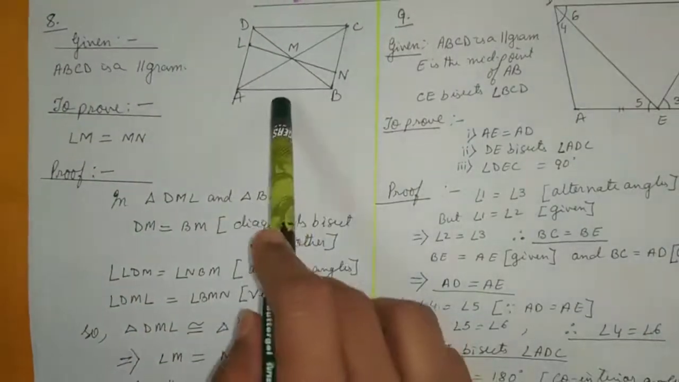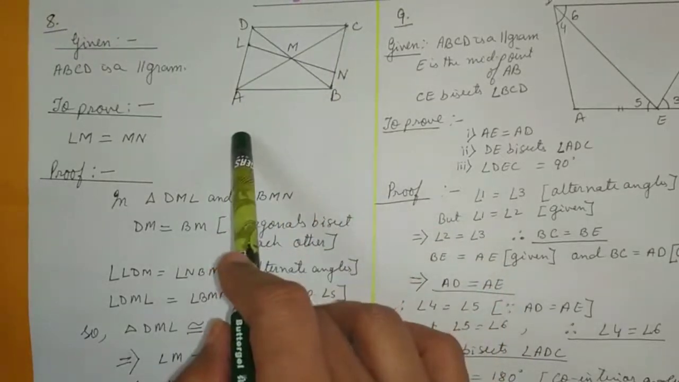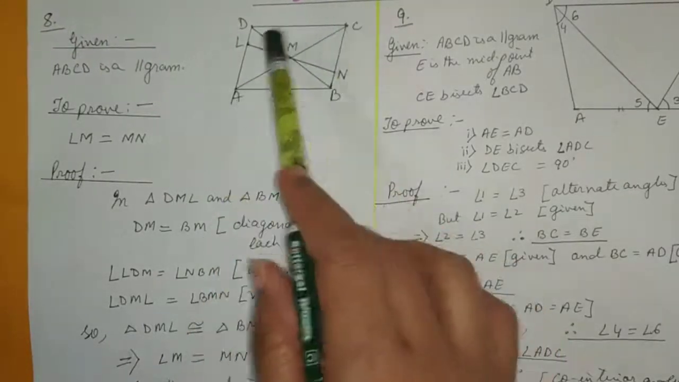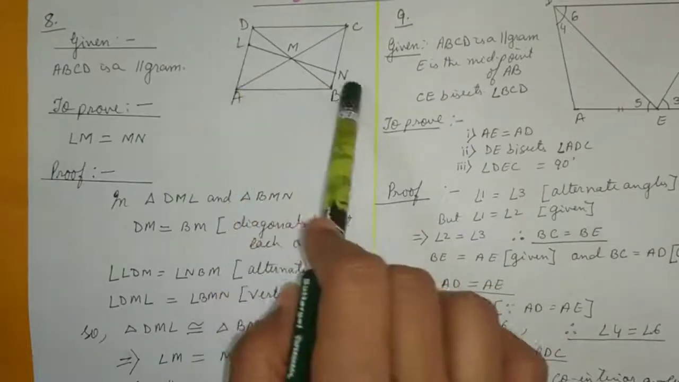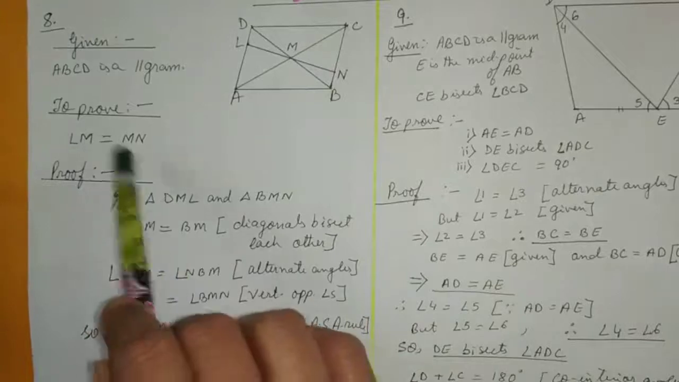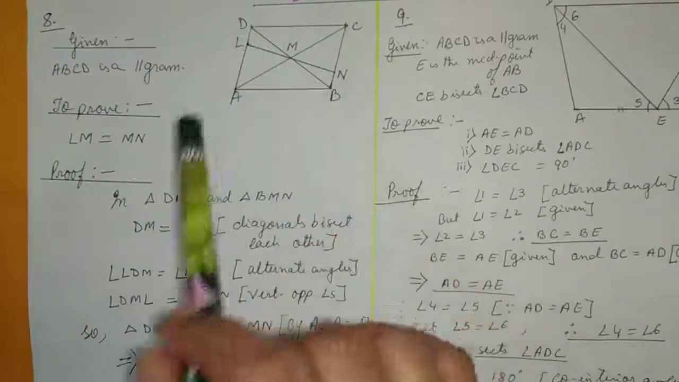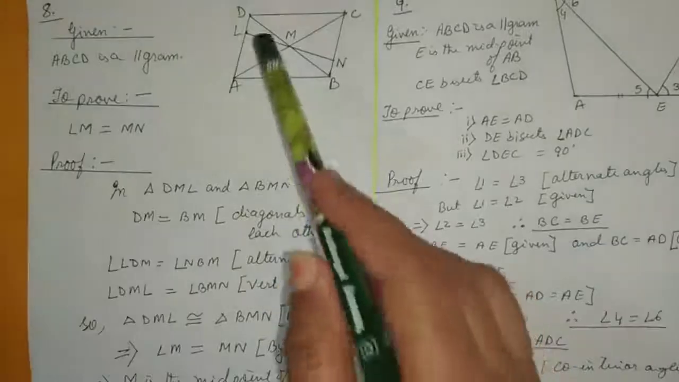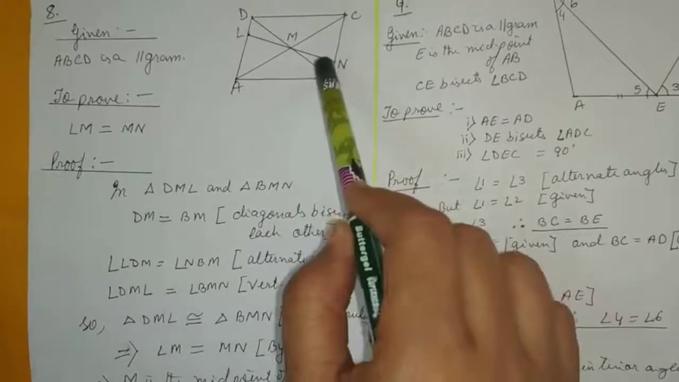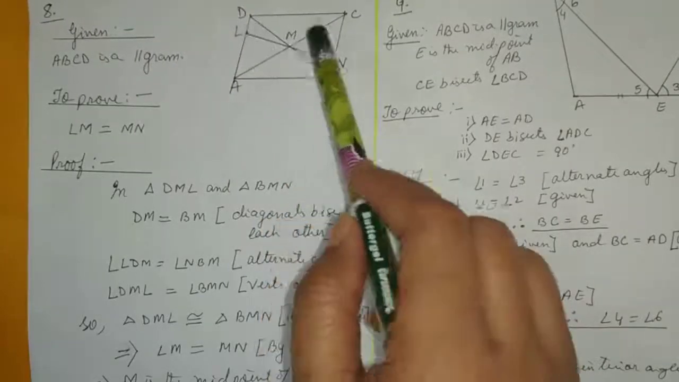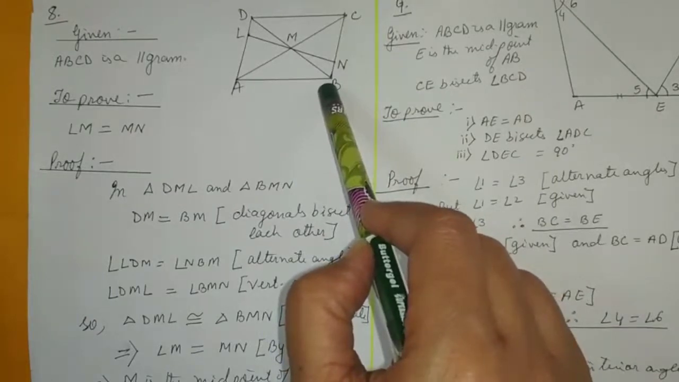This is the figure. Given is ABCD is a parallelogram. We can see that AC and BD are diagonals meeting at M, and there is one LN passing through M. You have to prove that LM is equal to MN. So proof. Triangle DLM and triangle BMN, the small one and the small one. DM is equal to BM. We know that the diagonals bisect each other.